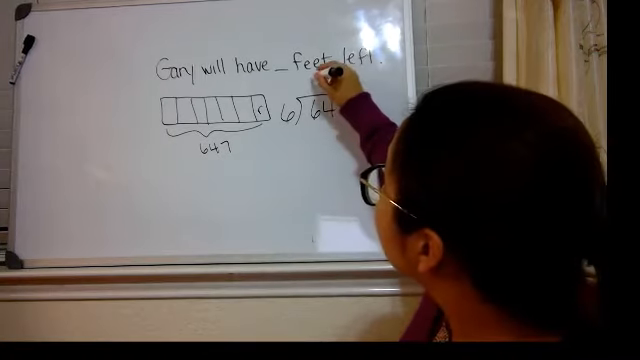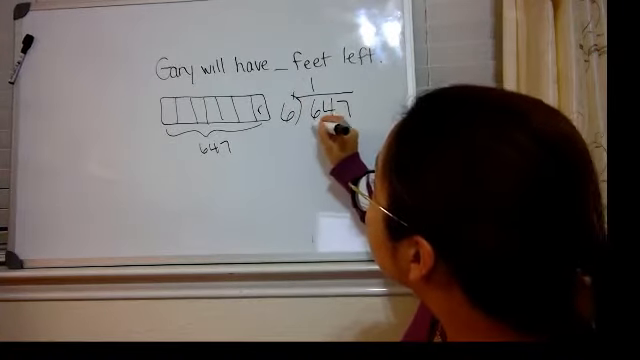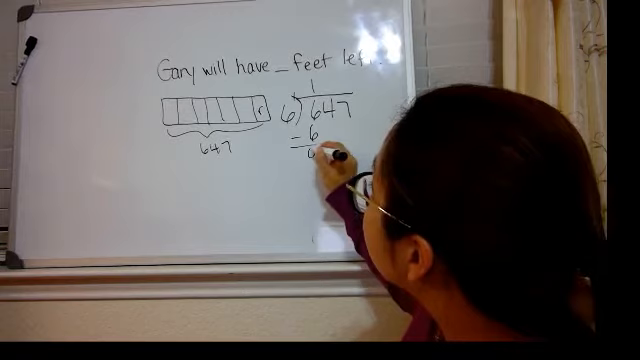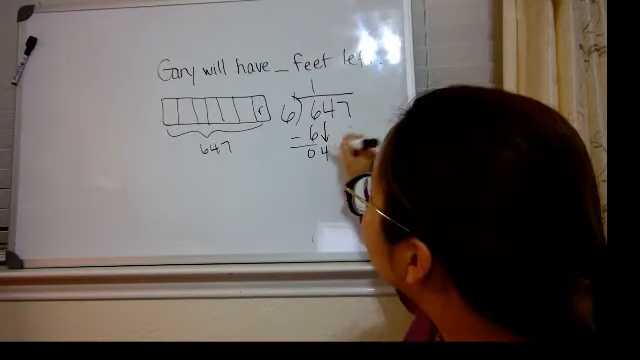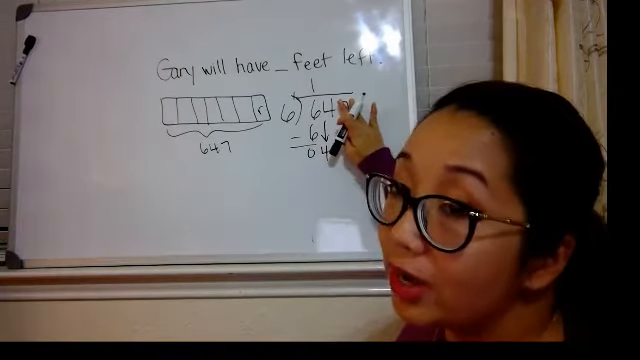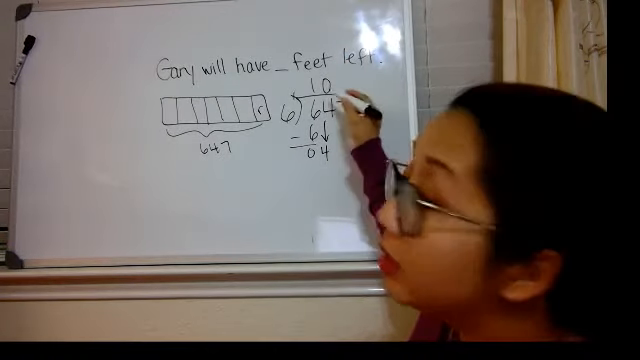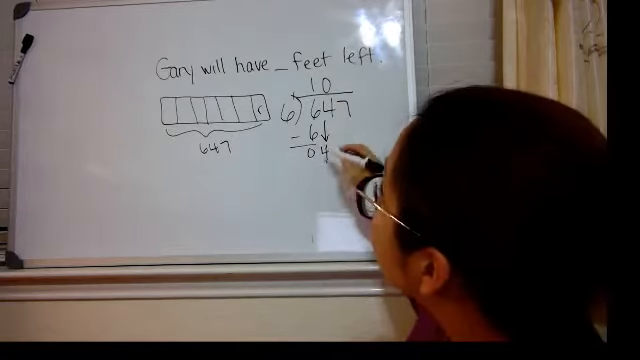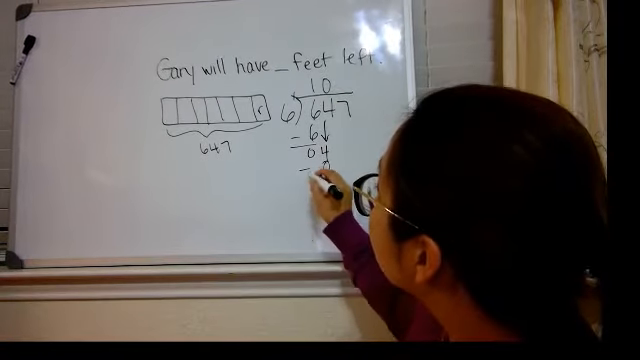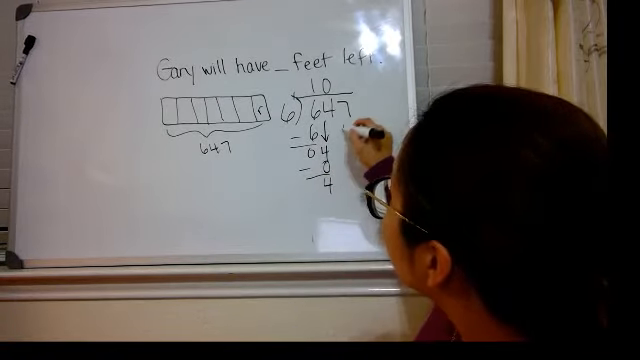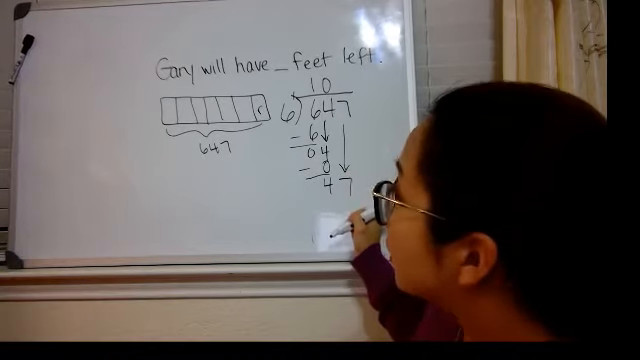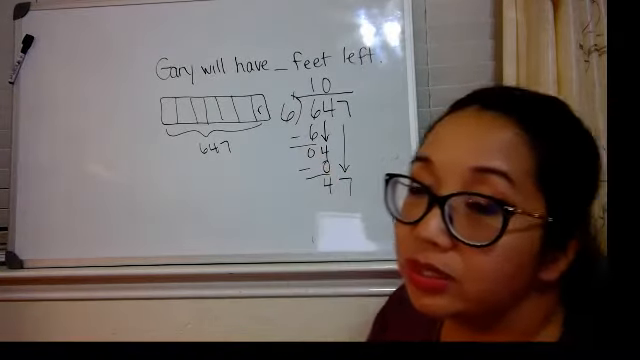1. 6 times 1 is 6. Subtract. 0. Bring down the 4. Does 6 go into 4 at all? No, 6 is more than 4, so we're going to put that 0 there because it doesn't go in. 6 times 0, 0. 4. Bring down the 7. Okay. How many times does 6 go into 47?